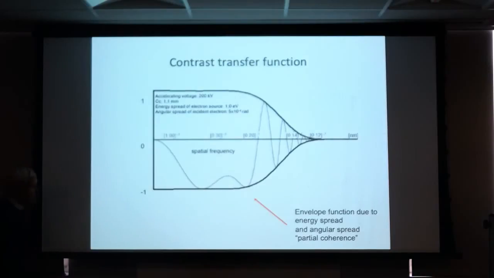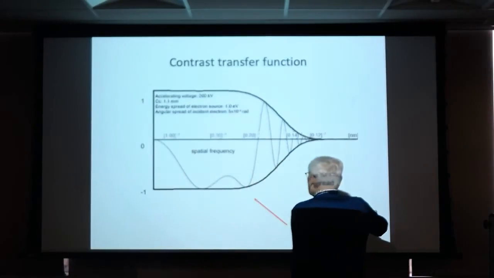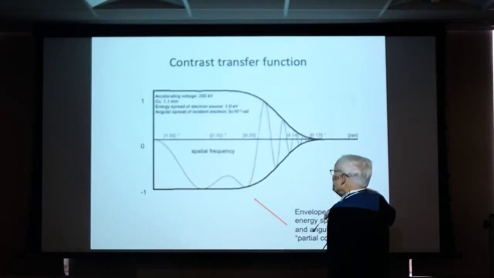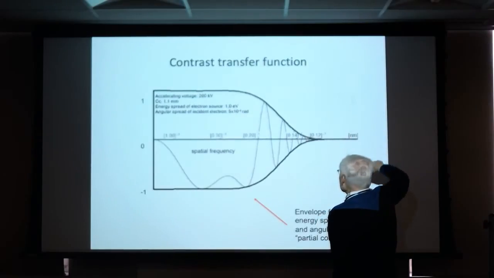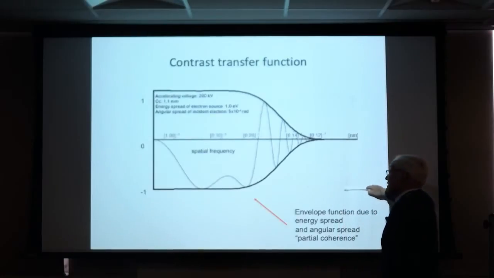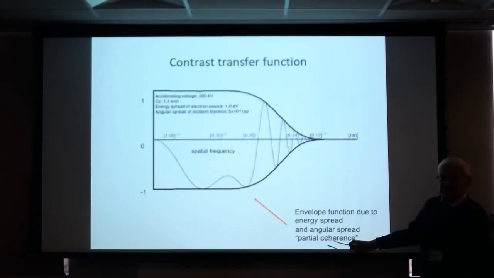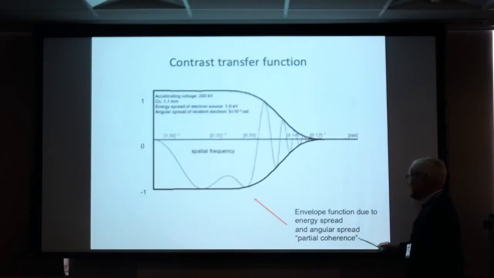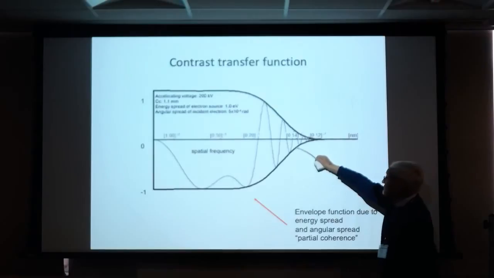And then I should point out the envelope function. So if we have an instrument which had no coherence problems, then this kind of oscillation would simply go on up to this level. But in the actual experimental case, we have the presence of energy spread and defocus spread and angular spread, and all these terms are summed up under the term of partial coherence, and the partial coherence can be represented by the action of an envelope function.